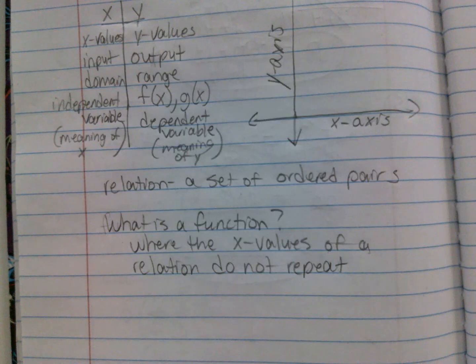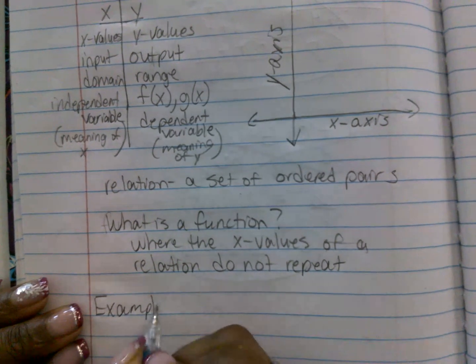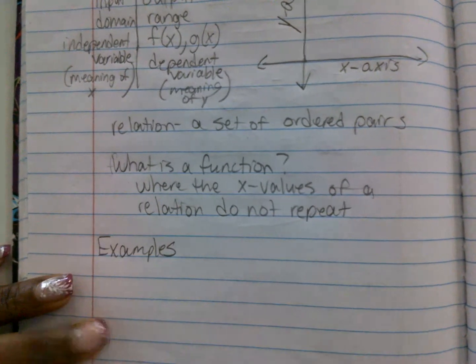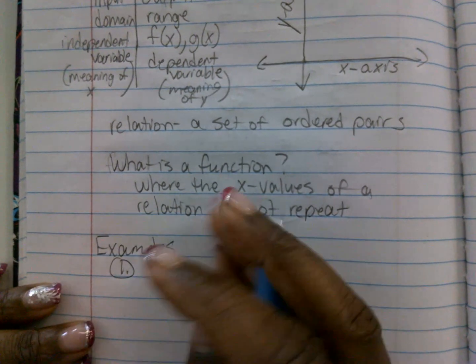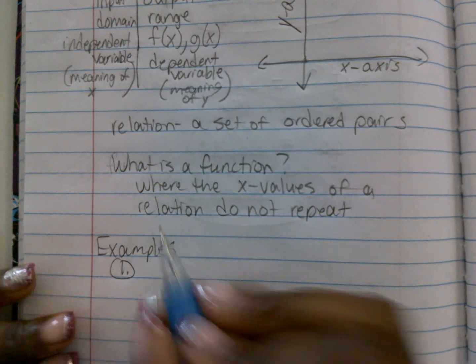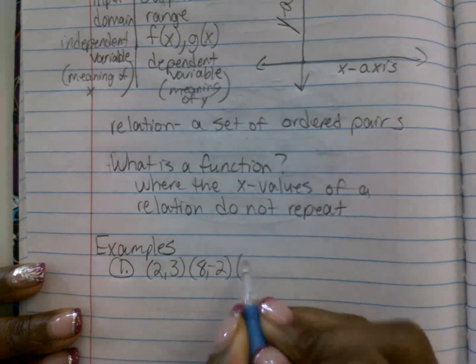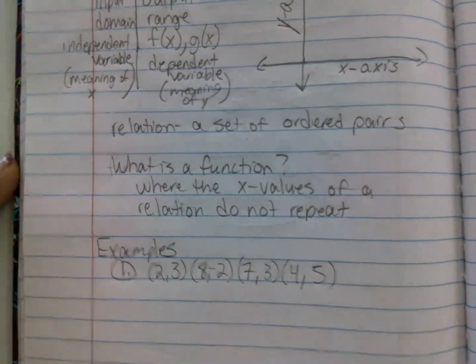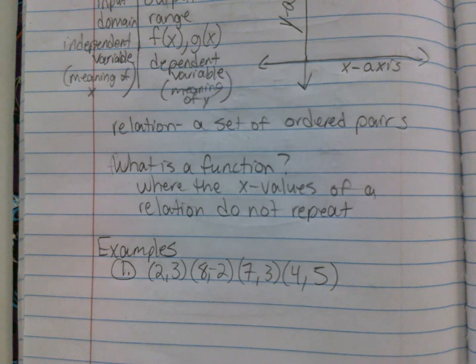So now we're going to do some examples. You're going to tell me, is this a function? Yes or no. Function, not a function, okay? First example. We're going to do a set of ordered pairs, which is called a relation. Function or not a function? Please write that down. And why?